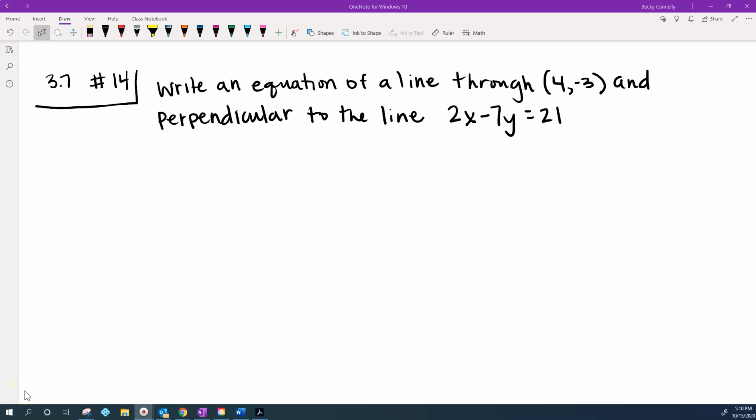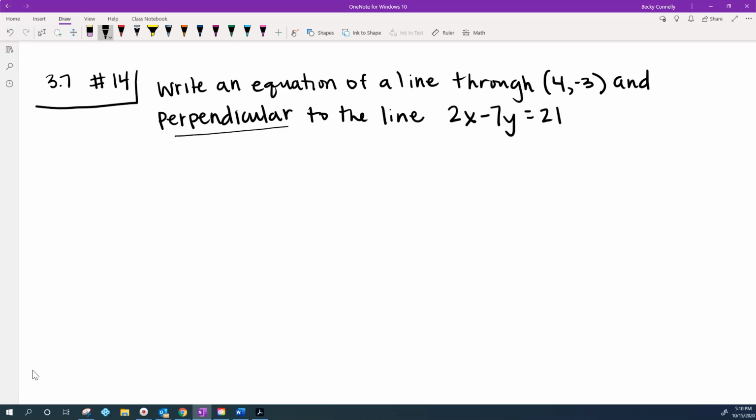Okay, I'm going to work through this problem and just see if this makes more sense to you. All right, so we're trying to write an equation of a line going through this point, (4, -3), and perpendicular to this line. So first thing we need to do is find the slope, right?